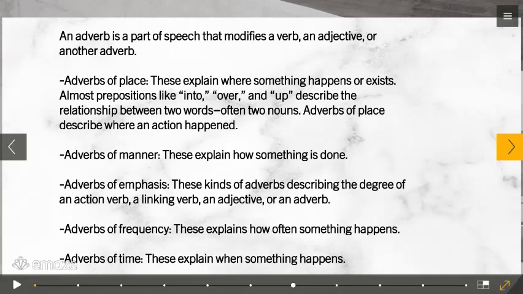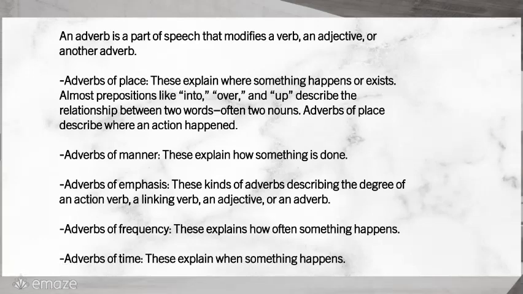The second one, adverbs of manner. These explain how something is done. The third one, adverbs of emphasis. This kind of adverb describes the degree of an action verb, a linking verb, an adjective, or an adverb. The fourth, adverbs of frequency. This explains how often something happens. And the last one, adverbs of time. These explain when something happens.